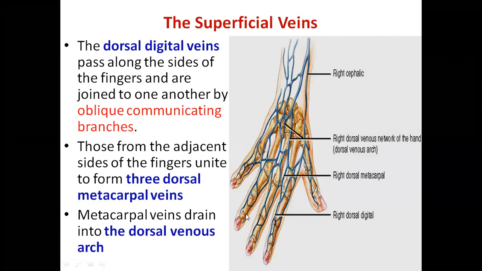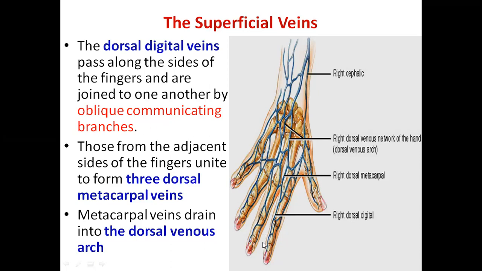See, the superficial veins, always venous drainage. I told you we should start the draining process. The collection of blood begins from the digits, right? So the veins that we have from the digits, you call them dorsal digital veins. They pass along the sides of the fingers and they are joined to one another by oblique communicating veins. I hope you are able to see where I kept my cursor. This point is the oblique communicating branch.